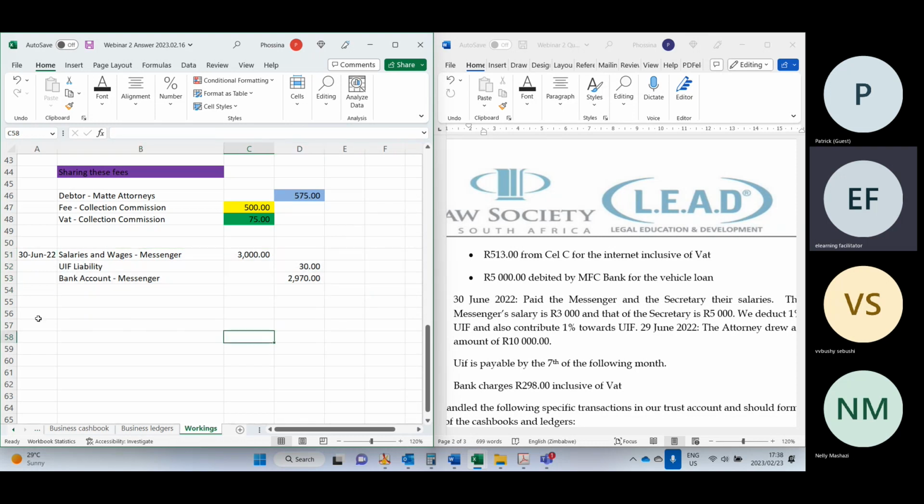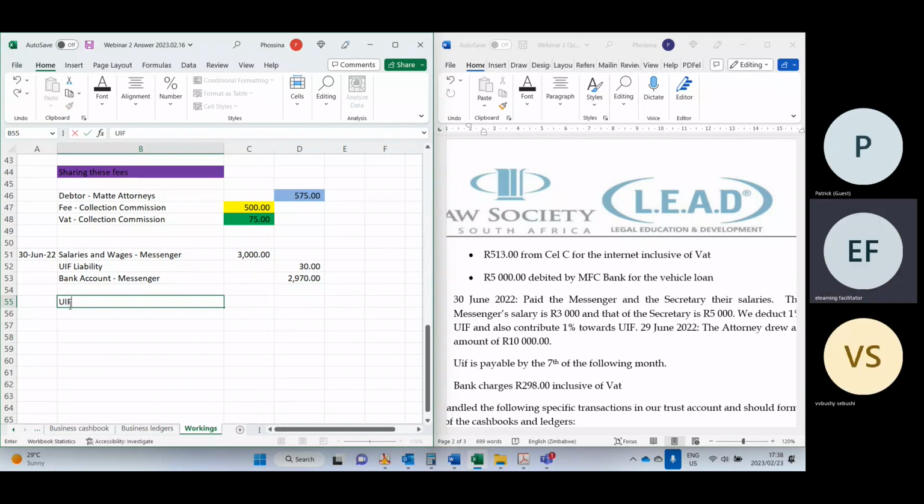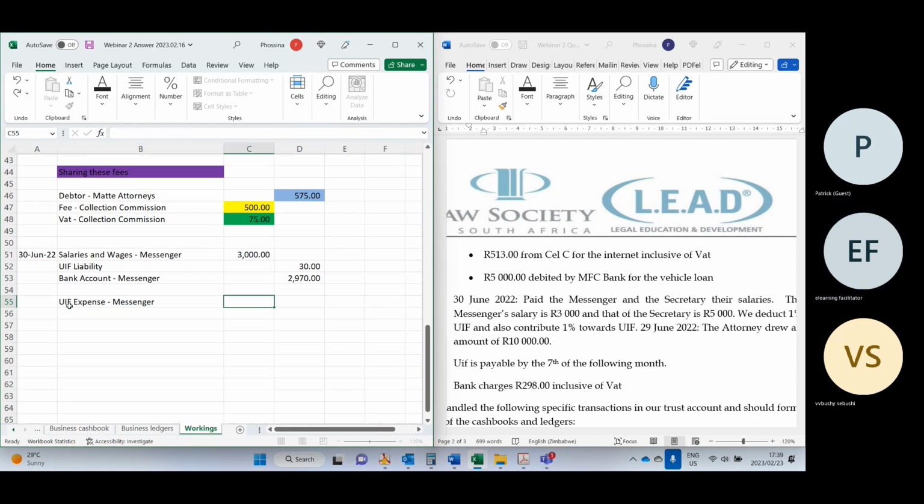And also we are told that we also have an employer's contribution. We also have an employer's contribution, UIF expense for the messenger. How much are we contributing? 1%.